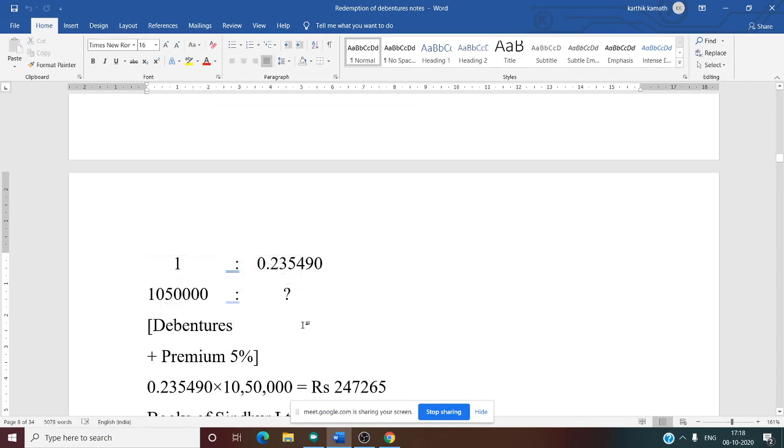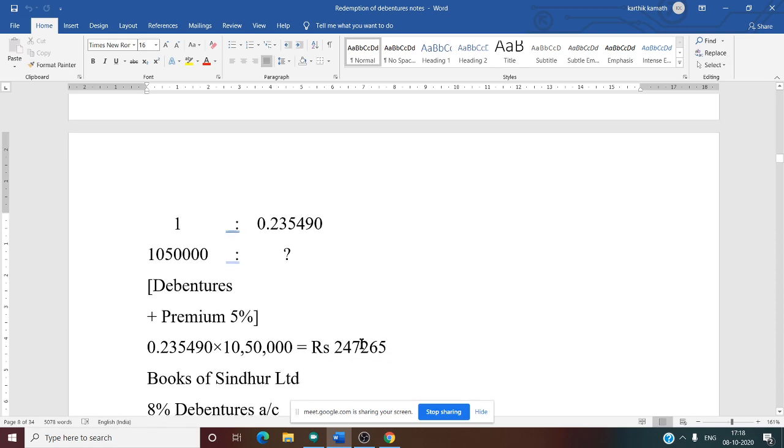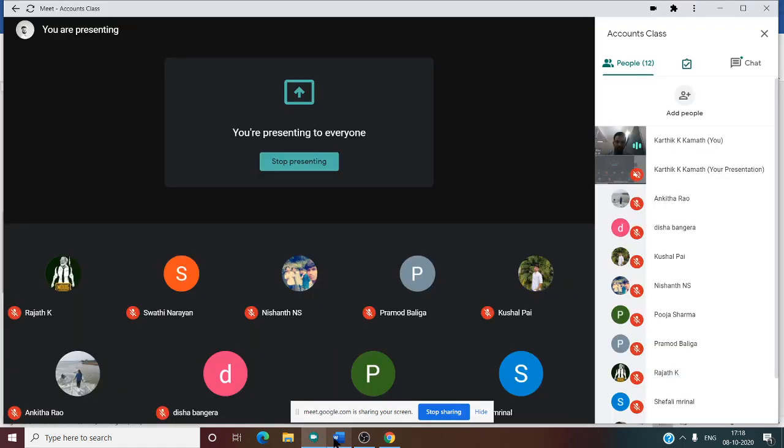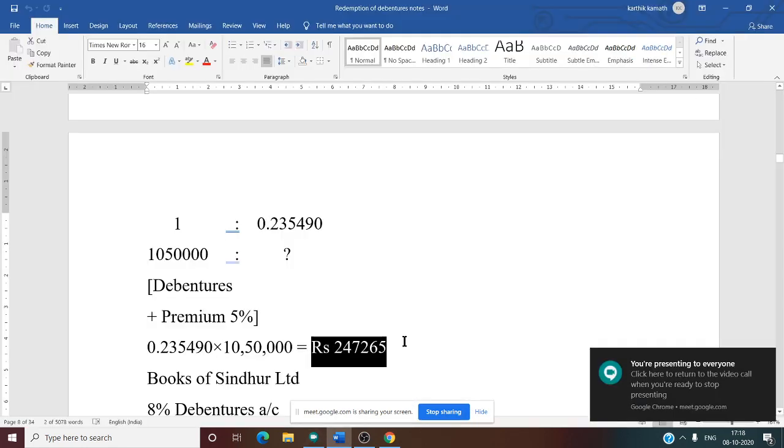So now for 10 lakh 50,000, how much? Do the cross multiplication, you will get the amount. So the amount is 2 lakh 47,265. This is the amount you need to set aside every year from the profit and loss account. So now we have done the first working note, which we discussed in the last class.